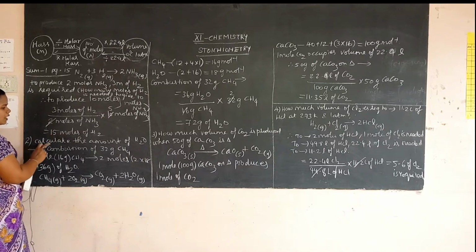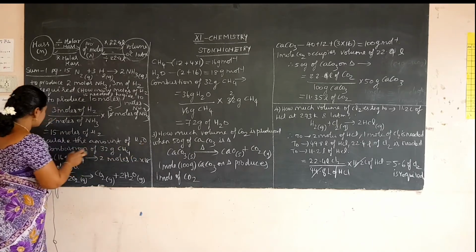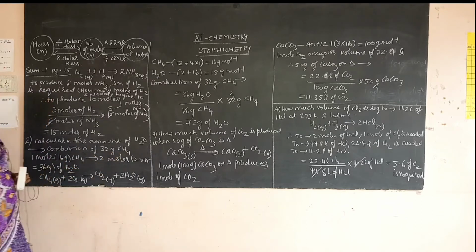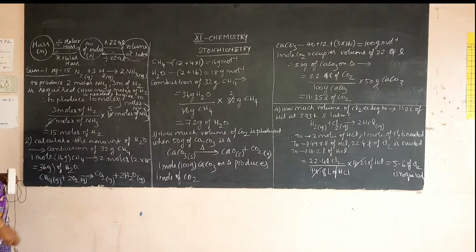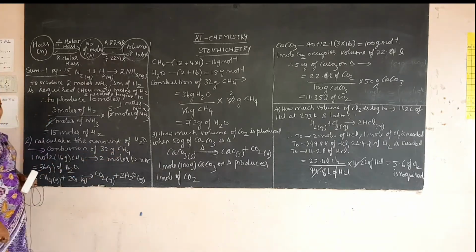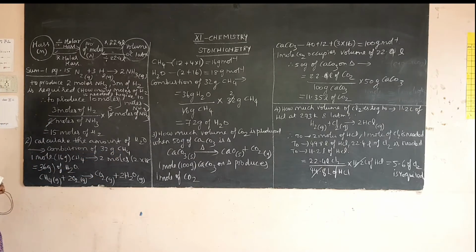Then second one, calculate the amount of water produced by the combustion of 32 gram of methane. Okay, so 32 gram of that methane lerundu how many moles of water is produced? Okay, that we are going to calculate.